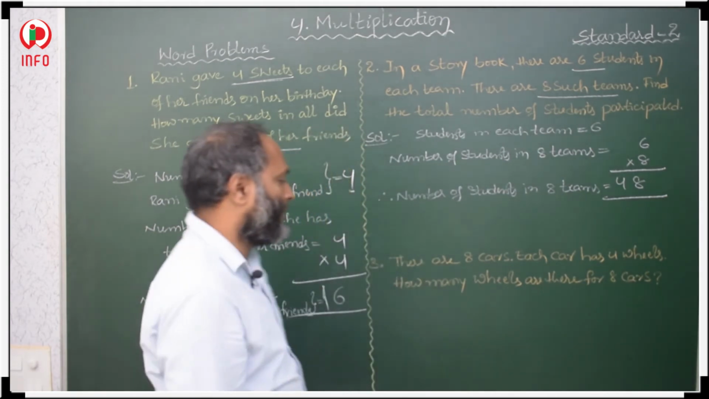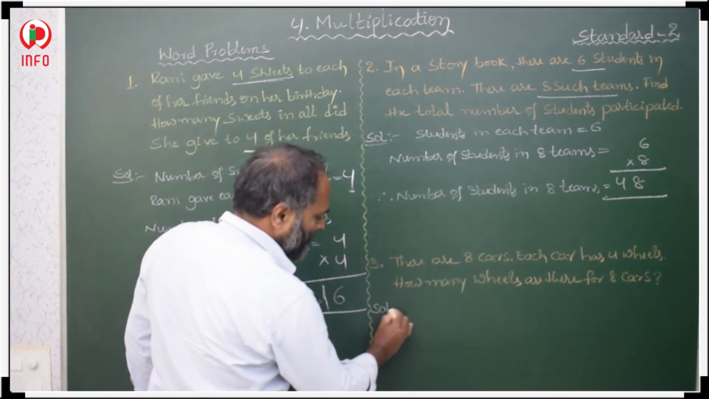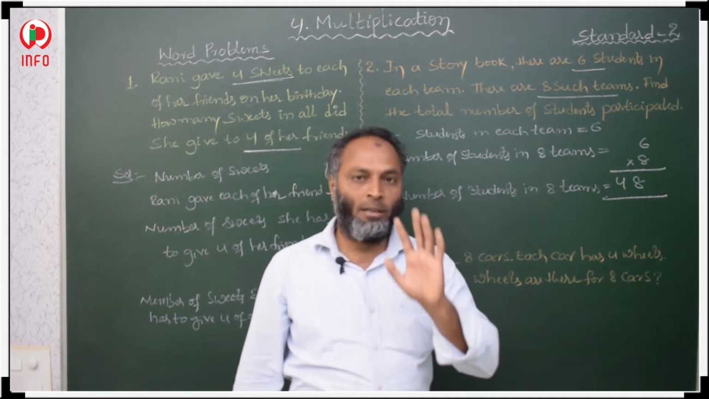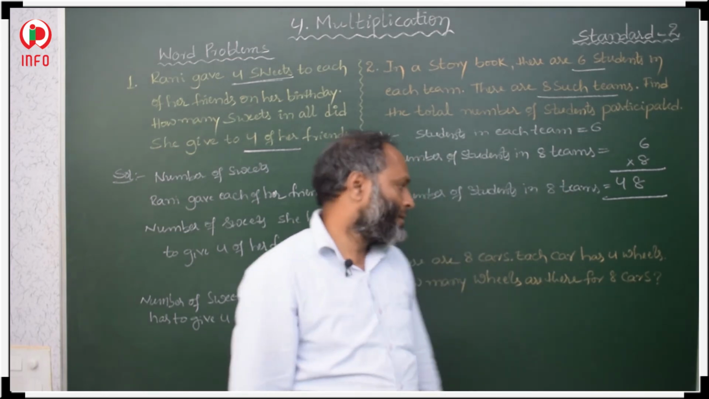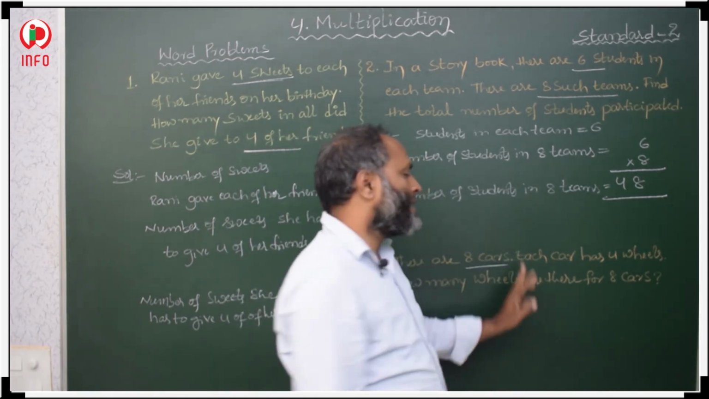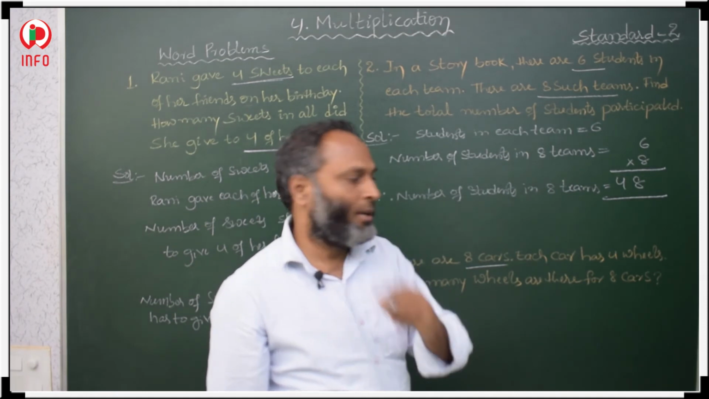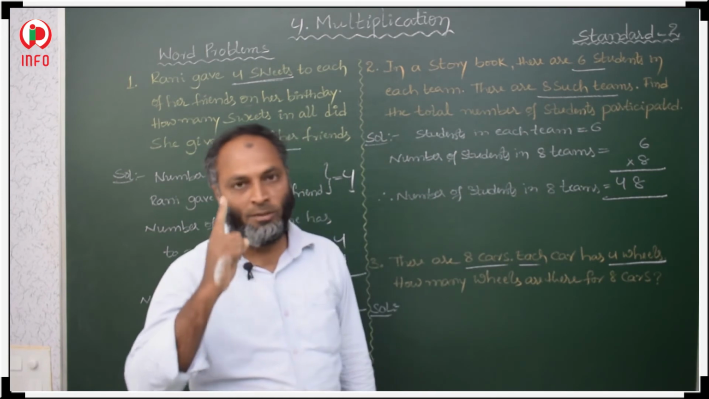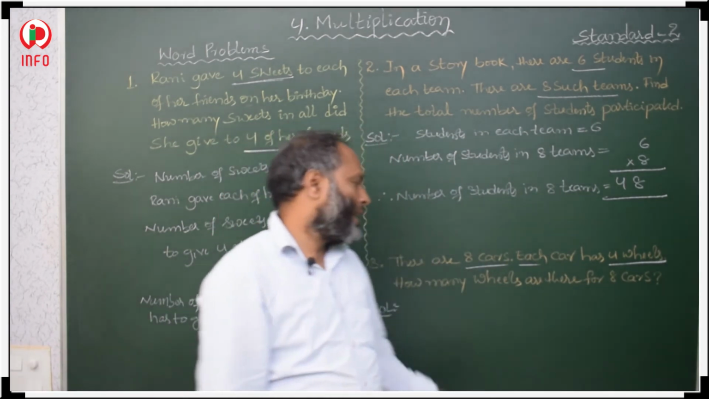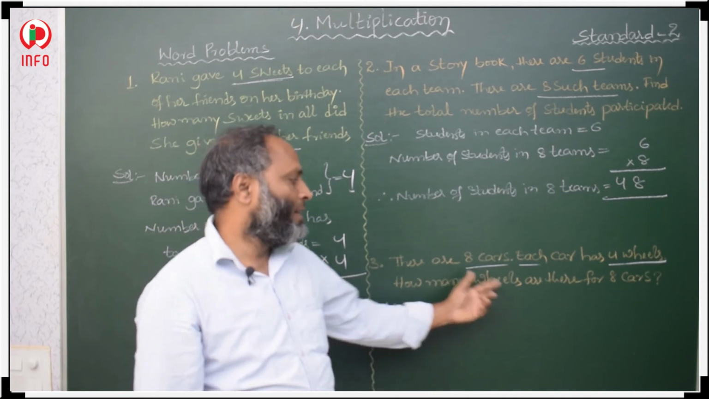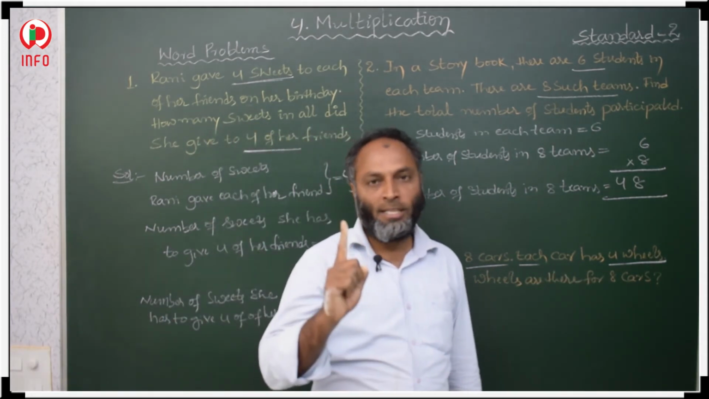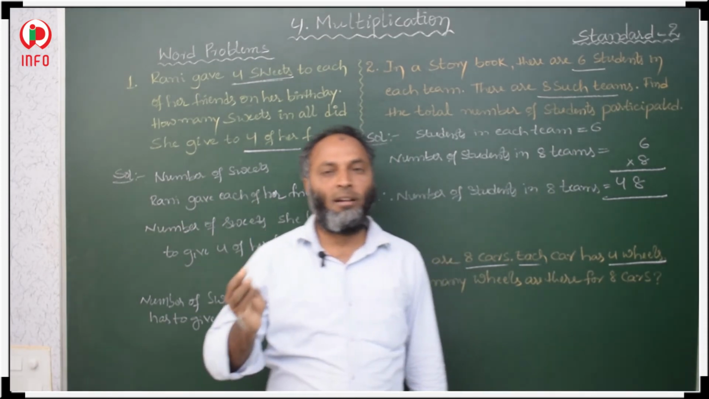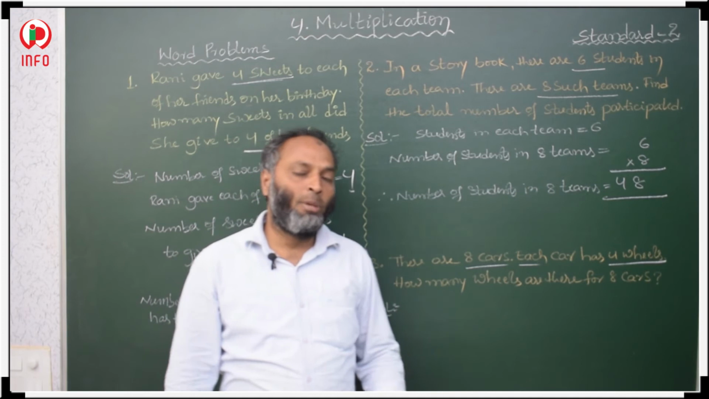Next, third word problem. Solution. First read the question. There are 8 cars. How many cars? 8 cars. Total 8 cars. Each means about one car. Each car has 4 wheels. About each car means about one car he has given and asking for 8 cars. Then how many wheels are there in 8 cars? Unit is given and more is asking. Unit is one car, about one car he has given, 8 cars he is asking. Means we have to multiply.